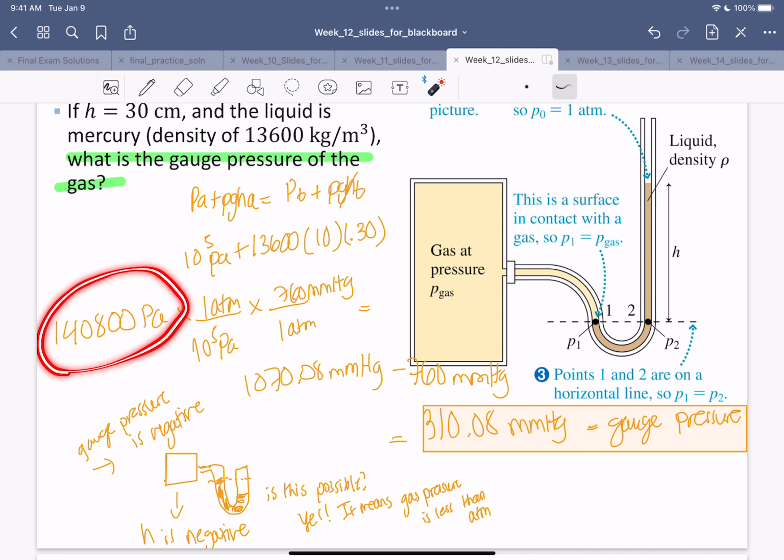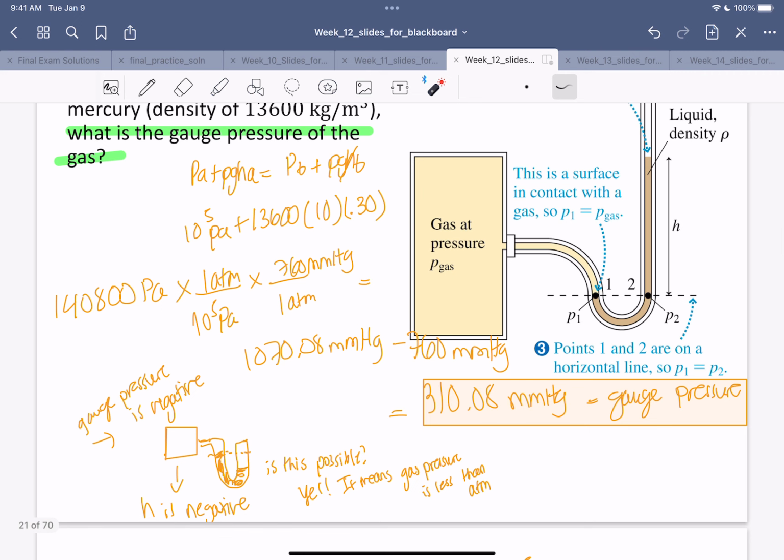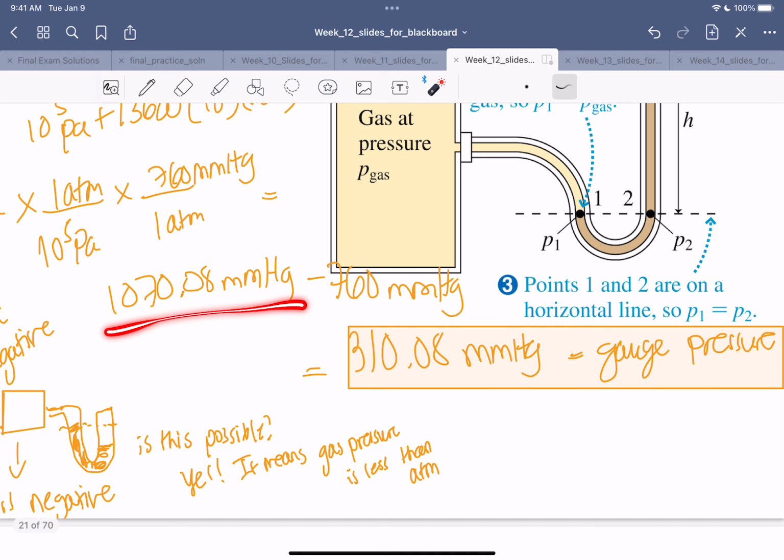I got a big number in pascals, but I think they were asking for it in millimeters of mercury. You can convert from pascals to atmospheres, and then from atmospheres to millimeters of mercury. Or you can say 10 to the 5th pascals is atmospheric pressure, which is simply 760 millimeters of mercury. That's how you go from pascals to millimeters of mercury. And if I want the gauge pressure of that gas, I just take that absolute pressure minus the atmospheric.